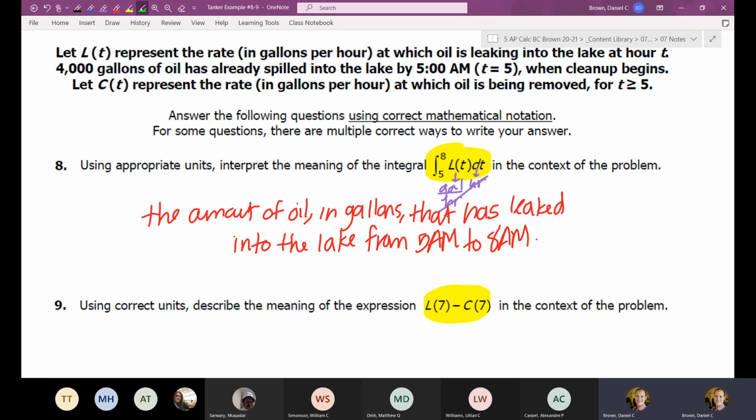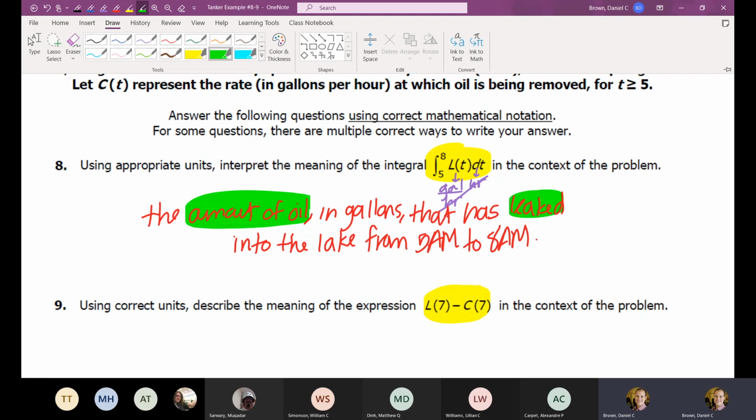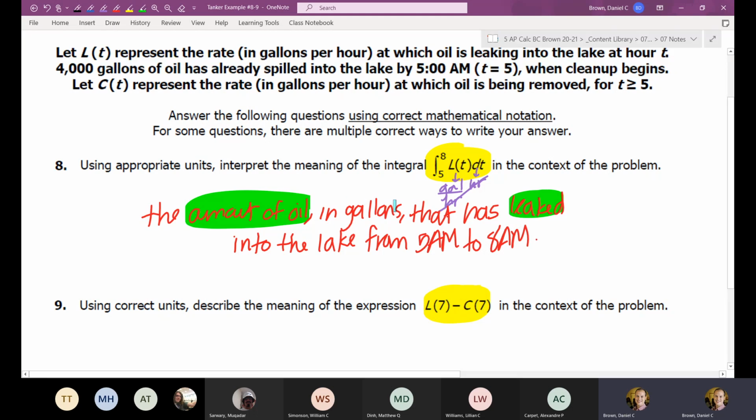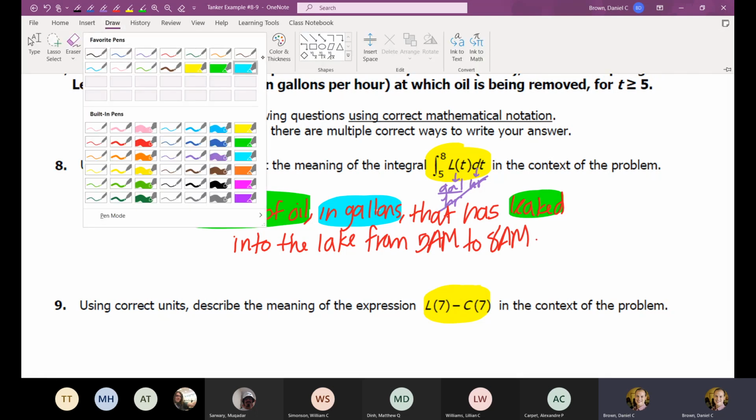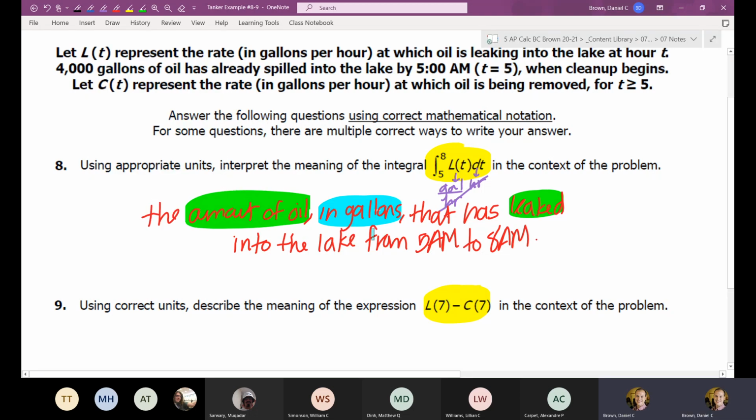Let's talk about what makes it a good answer and what you would want to make sure yours also includes. First, you have to clearly say what it represents: the amount of oil that has leaked. You would also want to very clearly talk about the units, so that amount is measured in gallons. You would also have to be very clear about the times. This is the amount that has leaked out from 5 a.m.